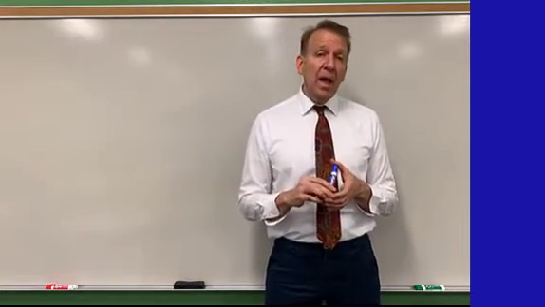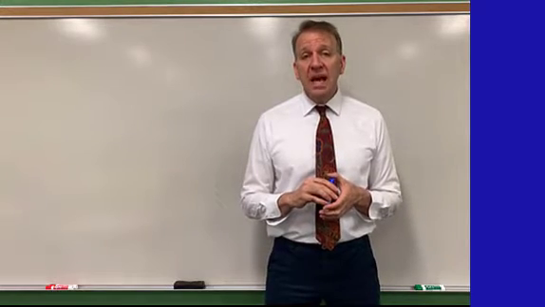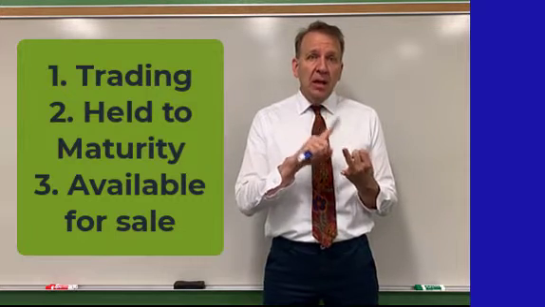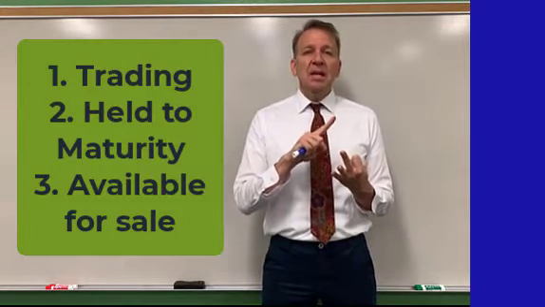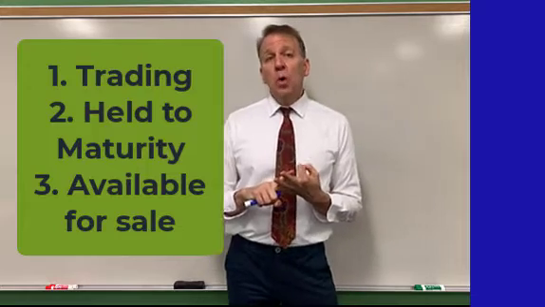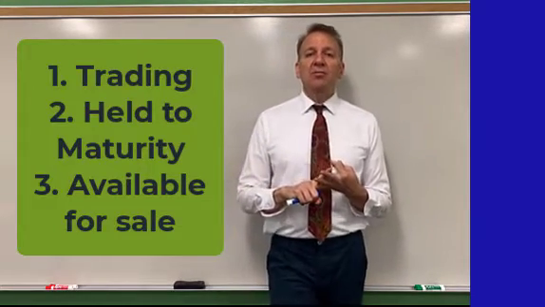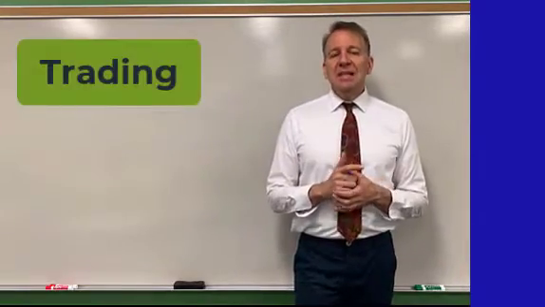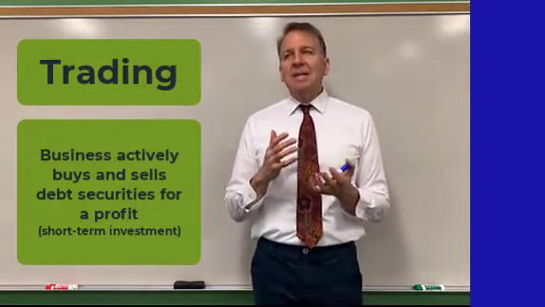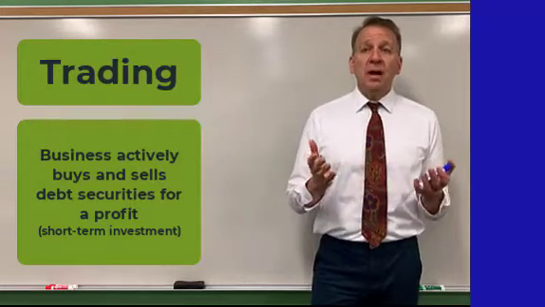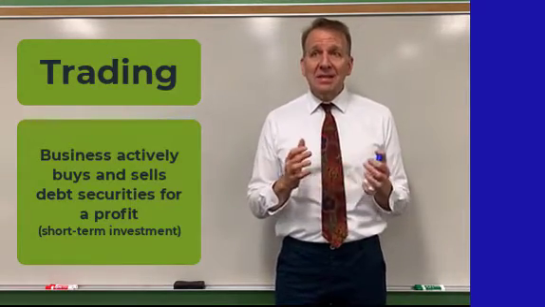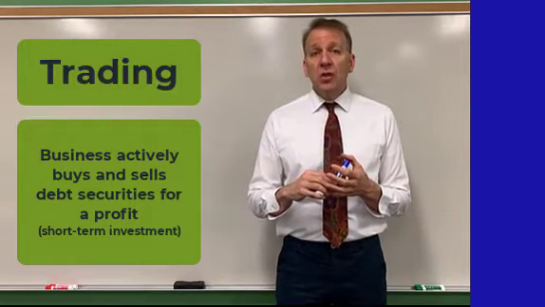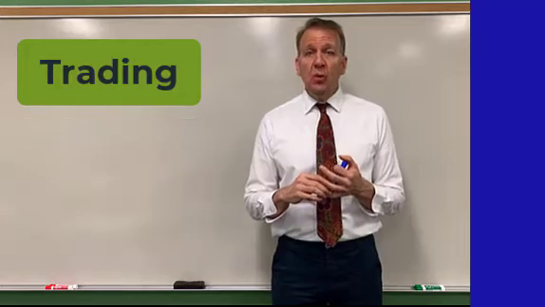And there are three ways that we can account for these debt investments. They can be trading, they can be held to maturity, or they can be available for sale. And we're going to look at each one of these ways that we can account for these debt investments. So for trading, the business actively buys and sells debt securities such as bonds for a profit, all right? So that's what they're doing. They're actively buying and selling debt securities. So those would be trading if that's what the business is doing.